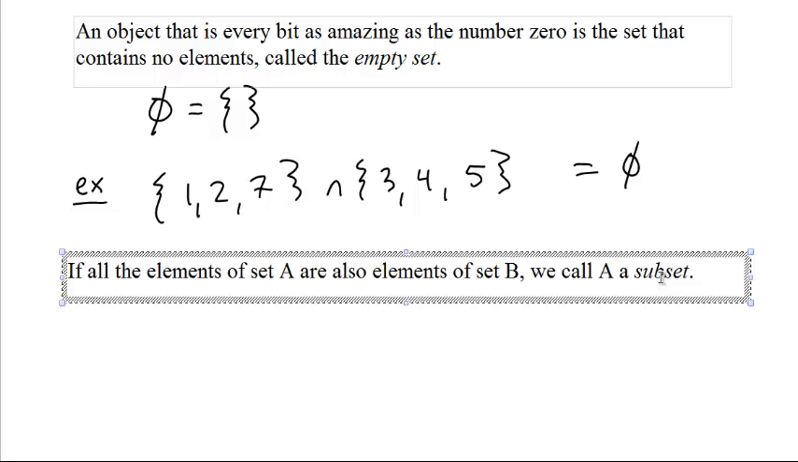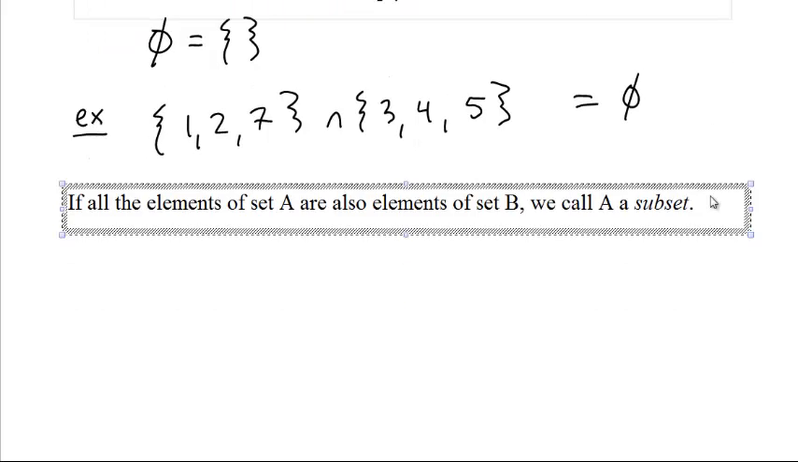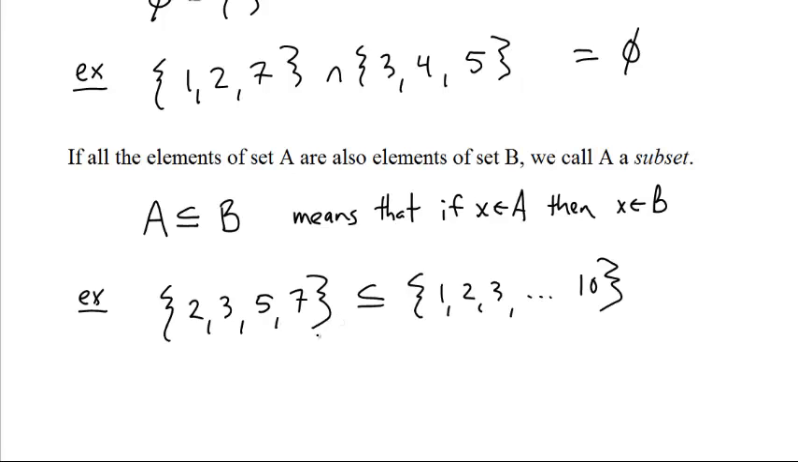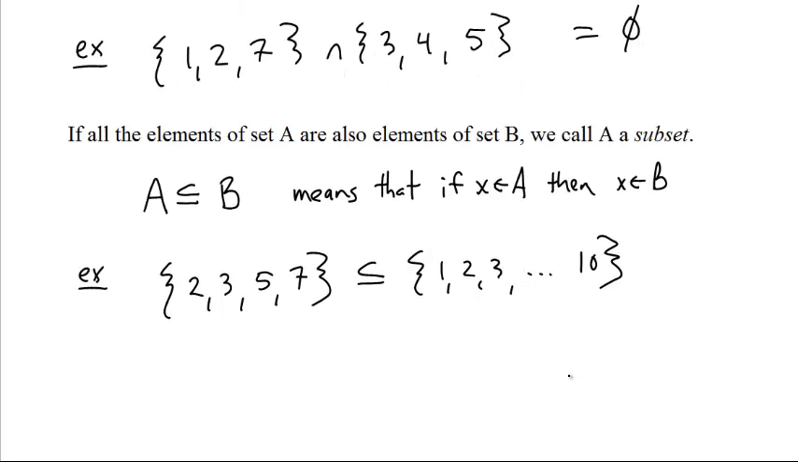Finally, if all of the elements of set A are also elements of set B, we call A a subset. It means that everything that's in A is also in B. So the things of A are always things of B. For example, the set containing 2, 3, 5, and 7 is a subset of this set. This is a way of writing all the numbers from 1 up to 10 without having to write them out. Ellipses are a mathematician's great friend.